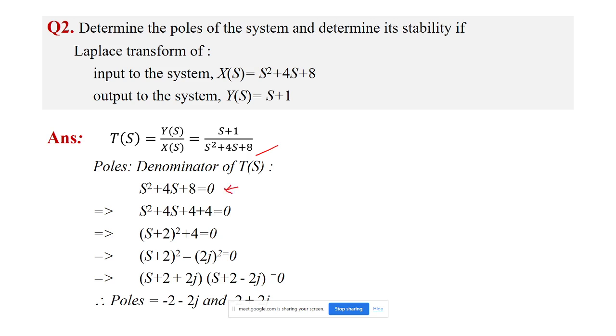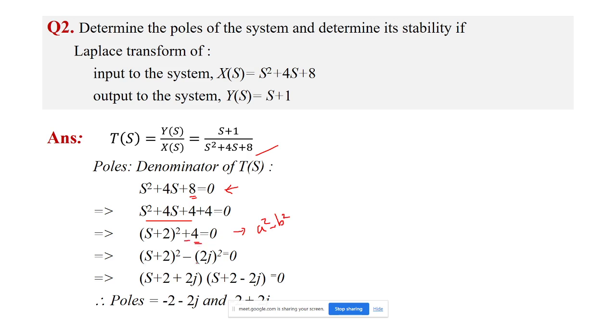You can either find the solution by the same method through which we find the solution of a quadratic equation, that is minus b plus or minus root of b square minus 4ac by 2a. The same equation you can apply here. I have done it in a similar way: s square plus 4s plus 8. I will split 8 into 4 plus 4. So this term is s plus 2 whole square plus 4. If I convert this to a square minus b square, it will be easier, right? 4 is equal to 2 square.